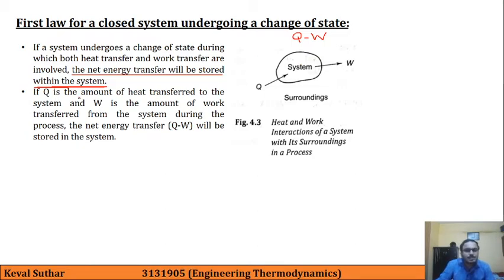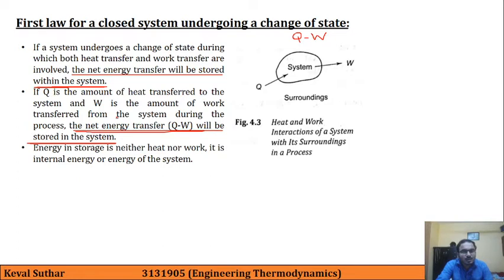If Q is the amount of heat transferred to the system and W is the amount of work transfer from the system during a process, the net energy transfer Q minus W will be stored inside the system. Energy in storage is neither heat nor work. It is called internal energy, or simply the energy of the system.